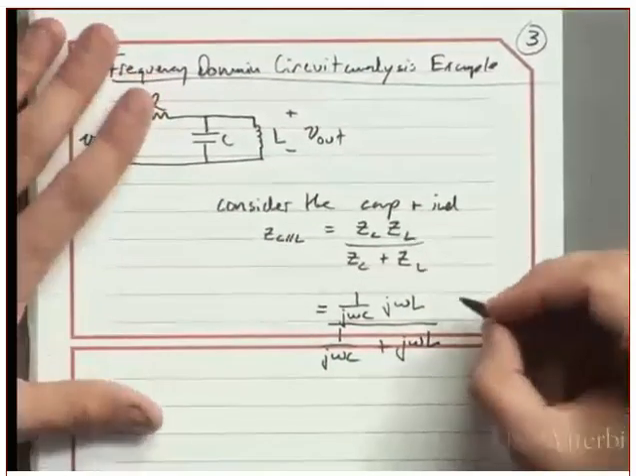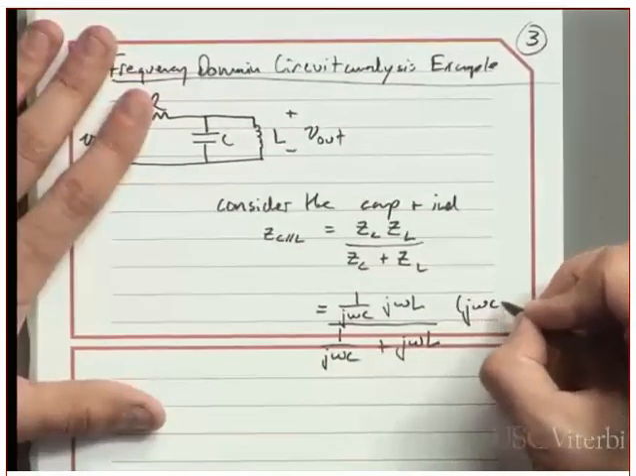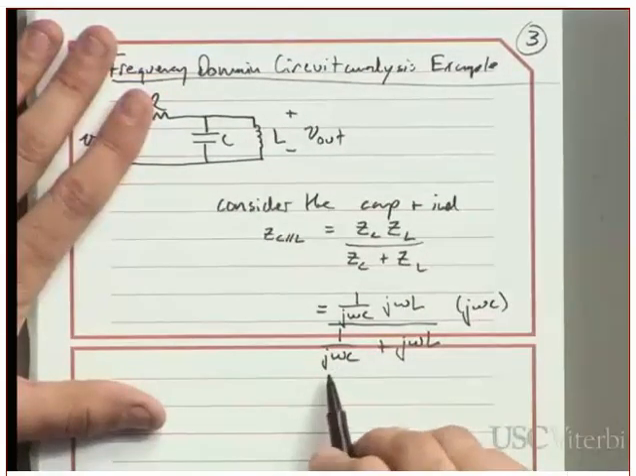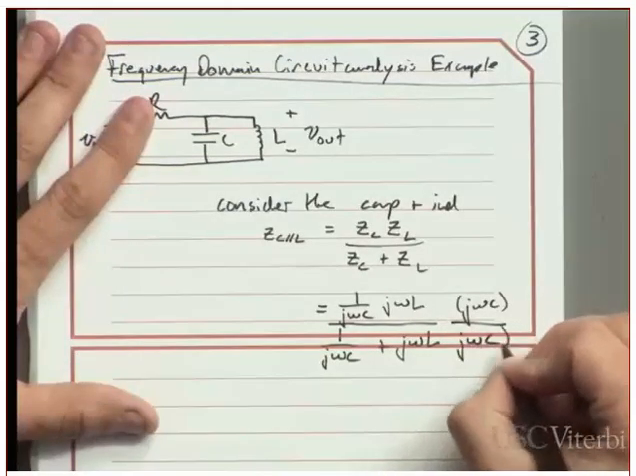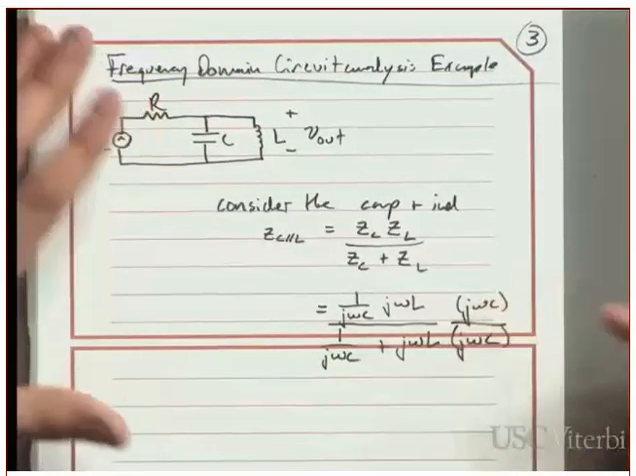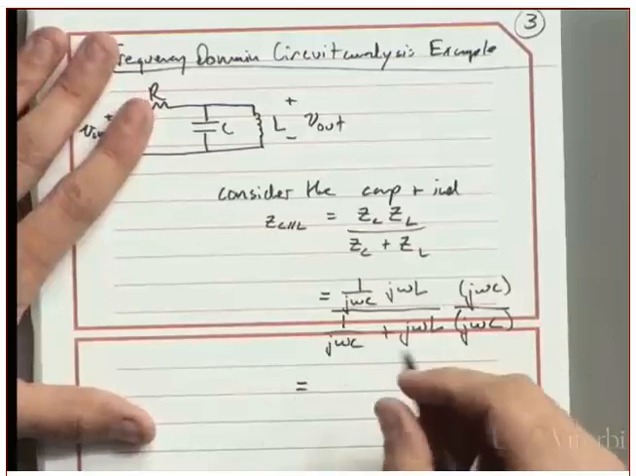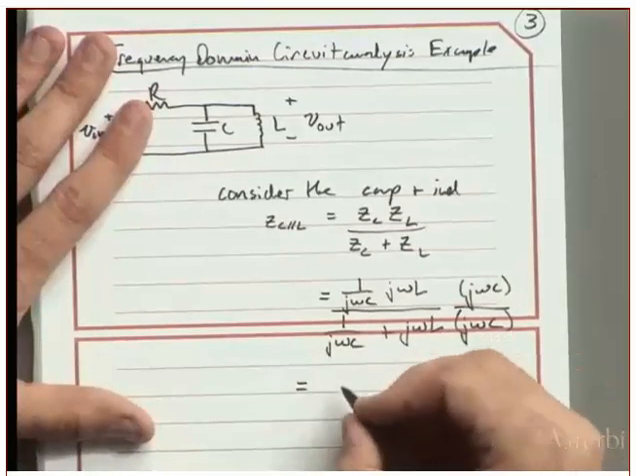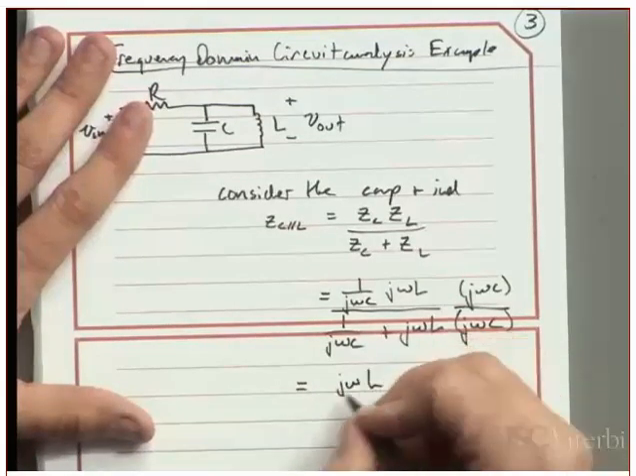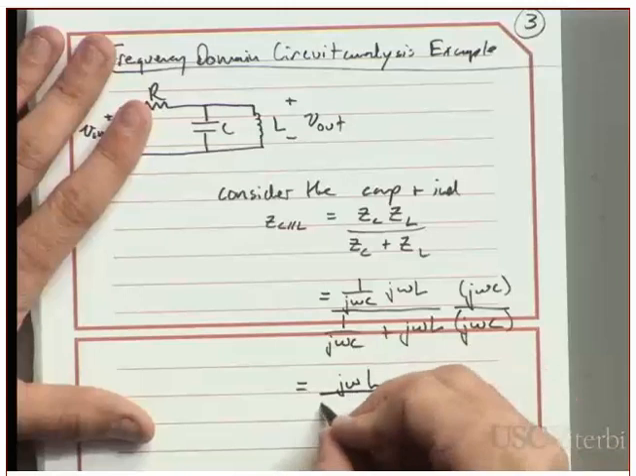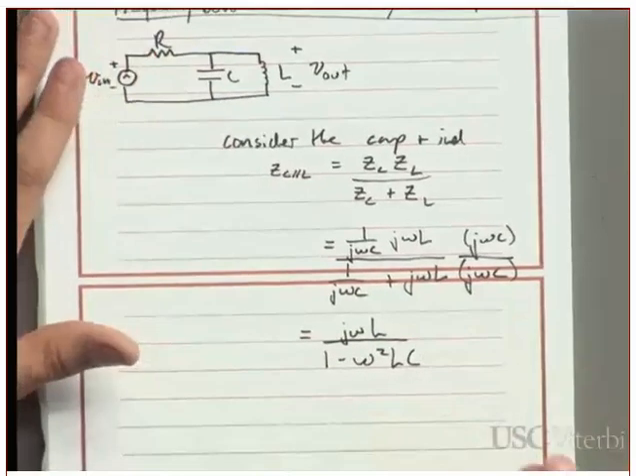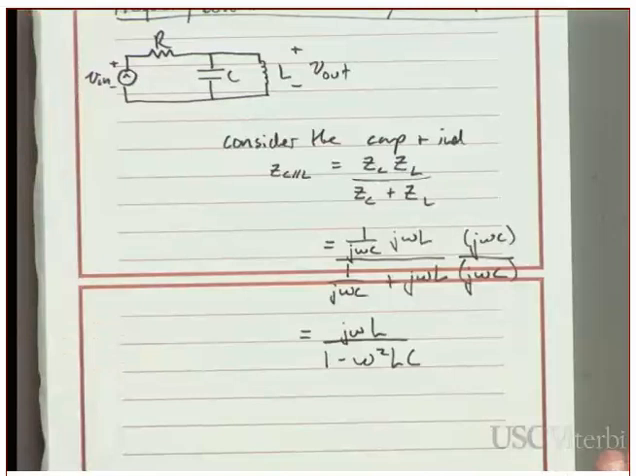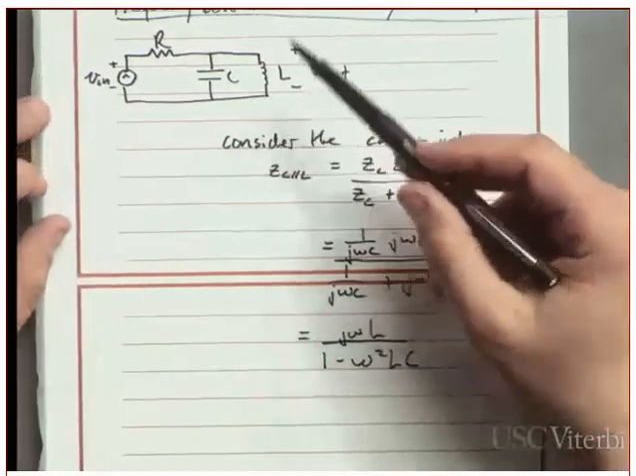And then usually, to simplify, you don't like to have fractions in the denominator of an expression like this. So I'm going to multiply it by j omega C on the top and bottom. And that actually makes things a lot simpler. So I'm going to end up with j omega L on the top, and I'm going to have 1 minus omega squared LC on the bottom. So that's the parallel combination of these two components.